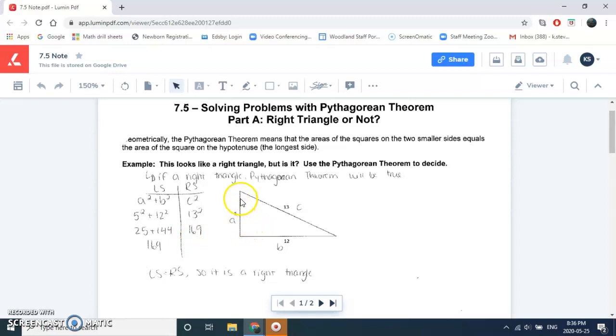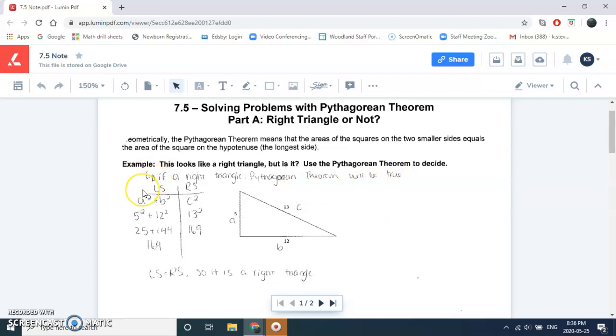Just a refresher to go over as well. We have our two smaller sides, A and B, and this side here is the hypotenuse, which is always the longest side, and that is the C. So what we're going to do is look to see if it's a right angle triangle by using the Pythagorean theorem. If it's a right angle triangle, the Pythagorean theorem will be true, so the right side will equal the left side.